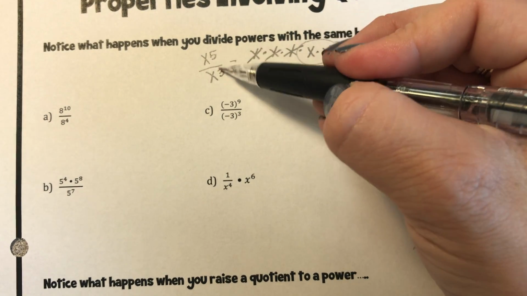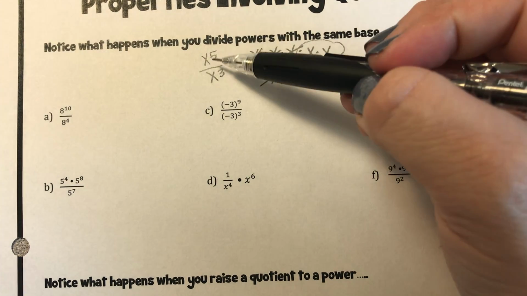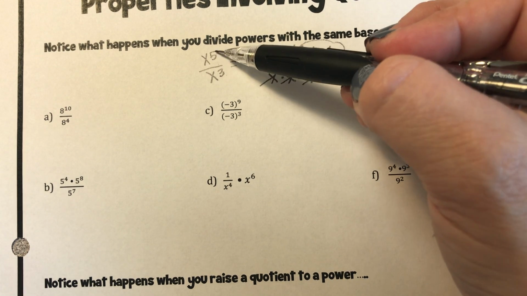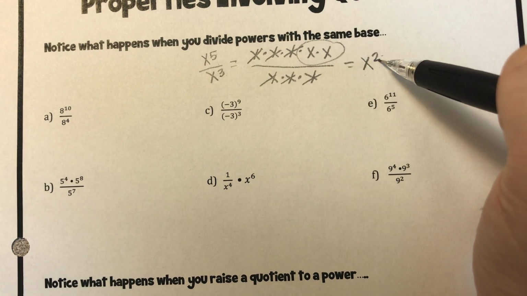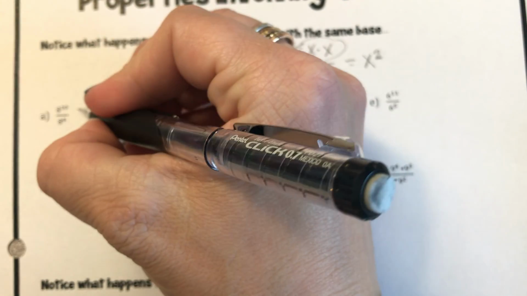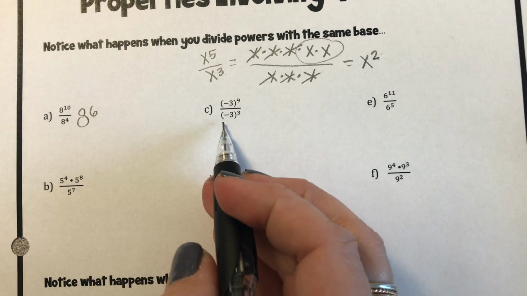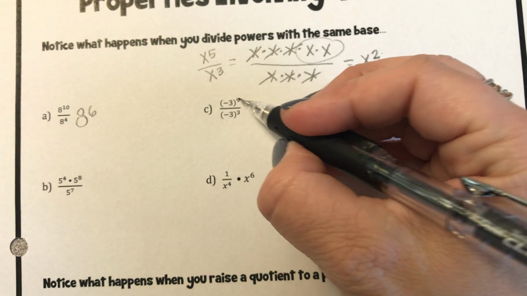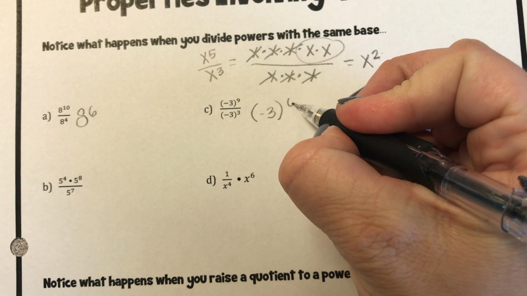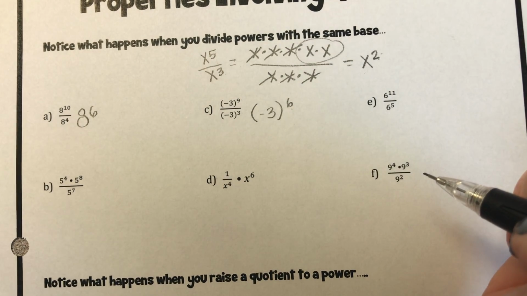So let's look at these two and figure out how I can arrive at this x squared conclusion looking at just the numerical exponents. So it's subtraction. 5 minus 3 is 2. So like over here, 8 to the 10th over 8 to the 4th, 10 minus 4 is 8 to the 6th. Okay, I'm just going to move over here to letter C. Negative 3 to the 9th over negative 3 to the 3rd would be the quantity negative 3 to the 6th, because 9 minus 3 is 6.